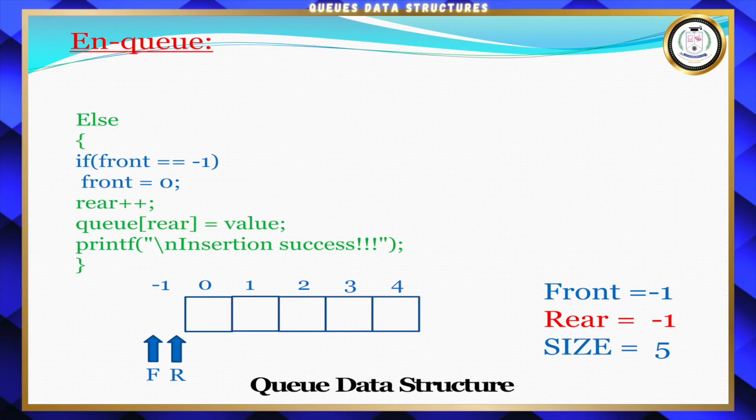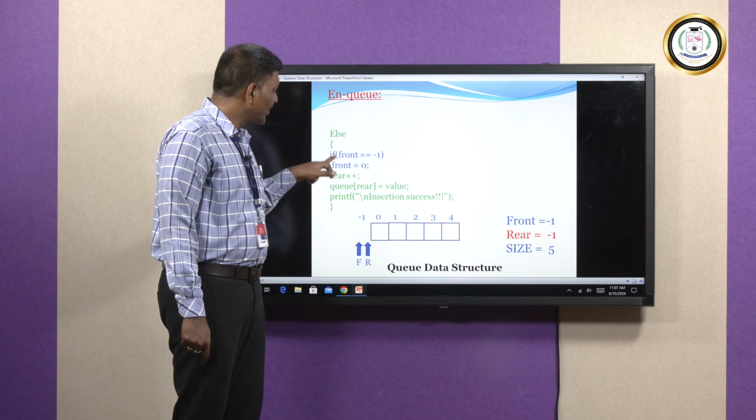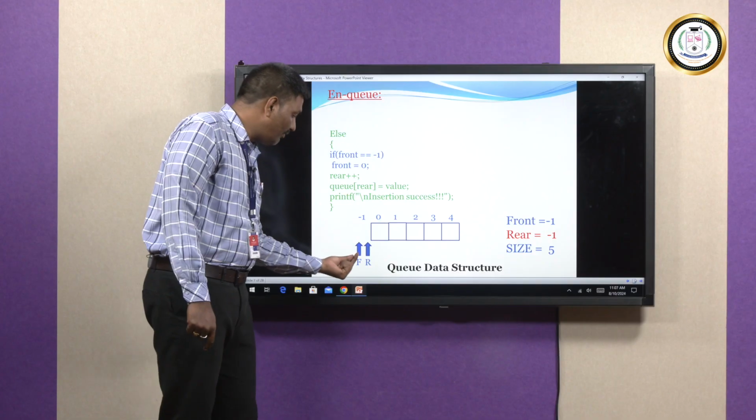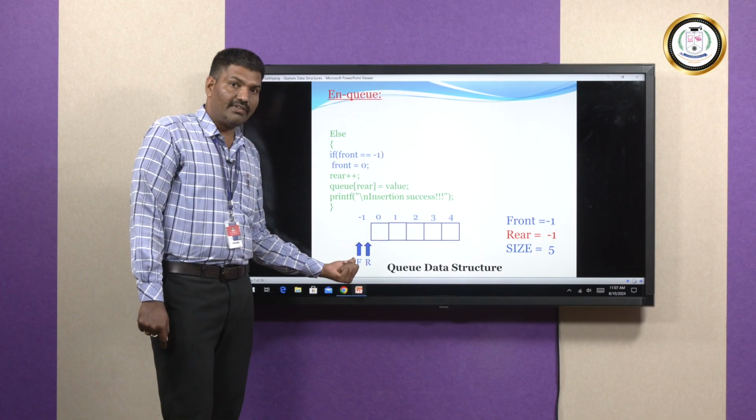Then coming to the next step, if the queue is not full, the if condition is not satisfied, and it comes into the else part. In the else part, we check if front equal to -1. We insert the element with the help of rear, not with the help of front.